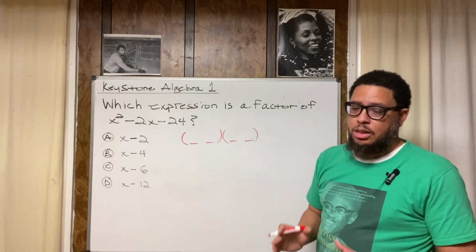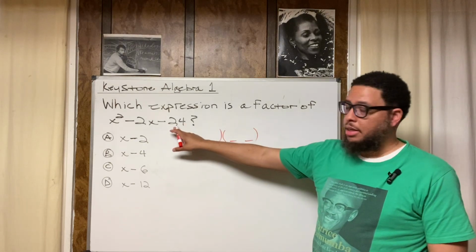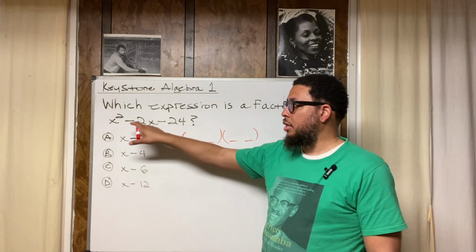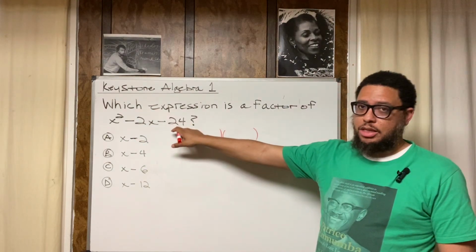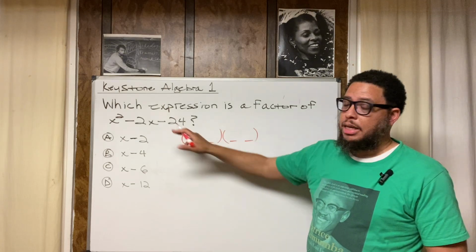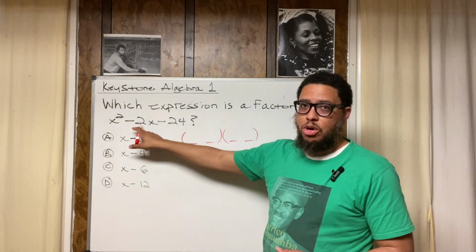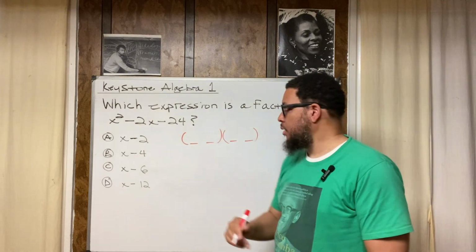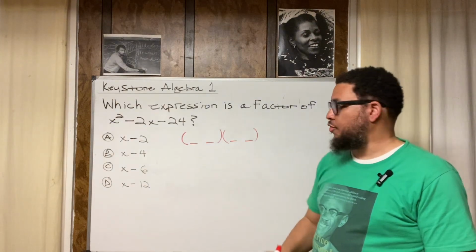What we're going to do is look for two factors of the constant at the end that add up to the middle term coefficient. Again, a factor pair, two factors of the constant at the end that also add up to the middle term coefficient. It's like a puzzle. So what you might want to do is just list all the factors of negative 24.